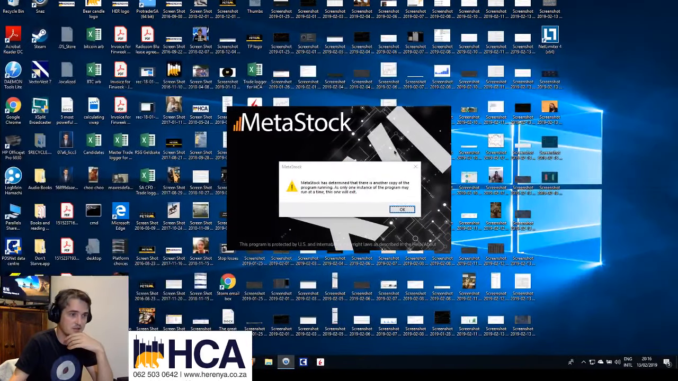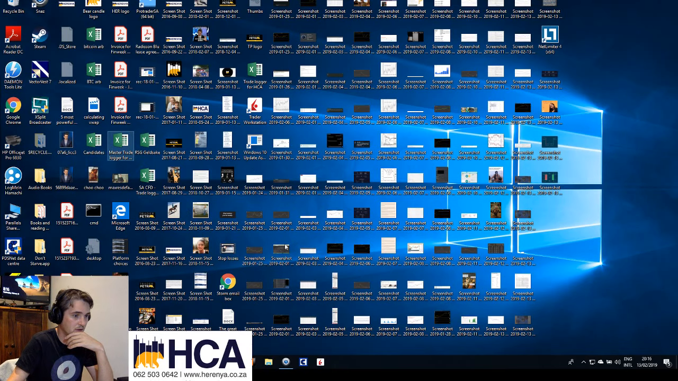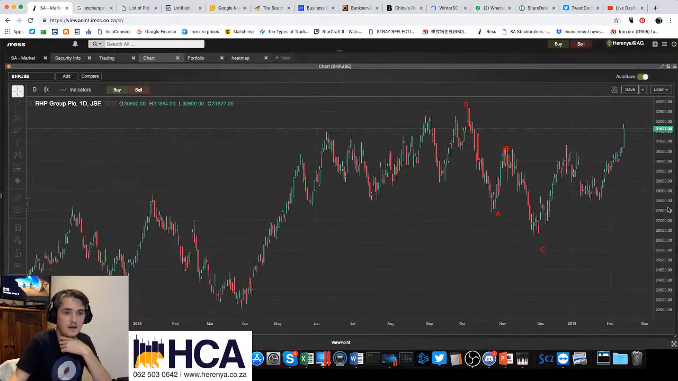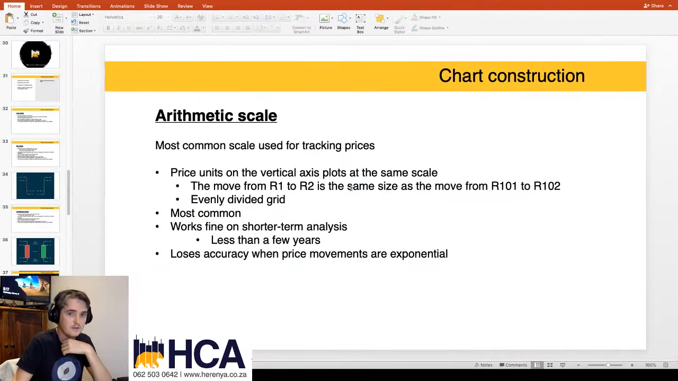So to illustrate this to you, it's already open. Man, I want to use Metastock because it's the easiest. I just want to see, is this thing not open on a different window here? No. So, what is taking so long? Oh, there we go.